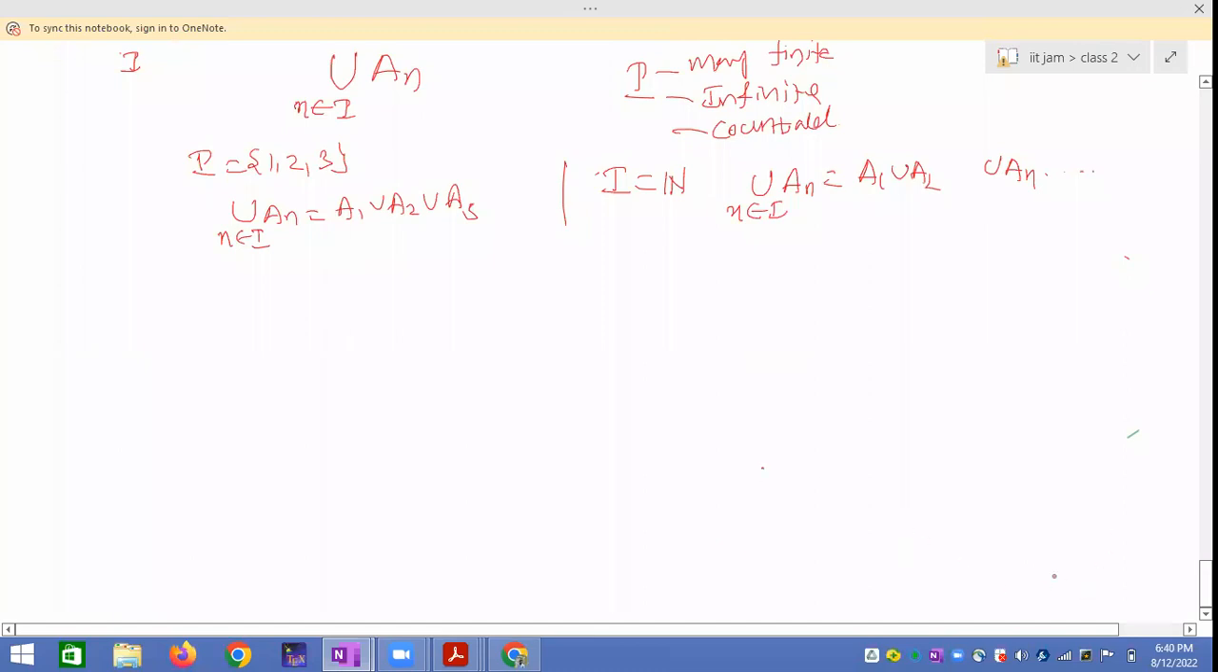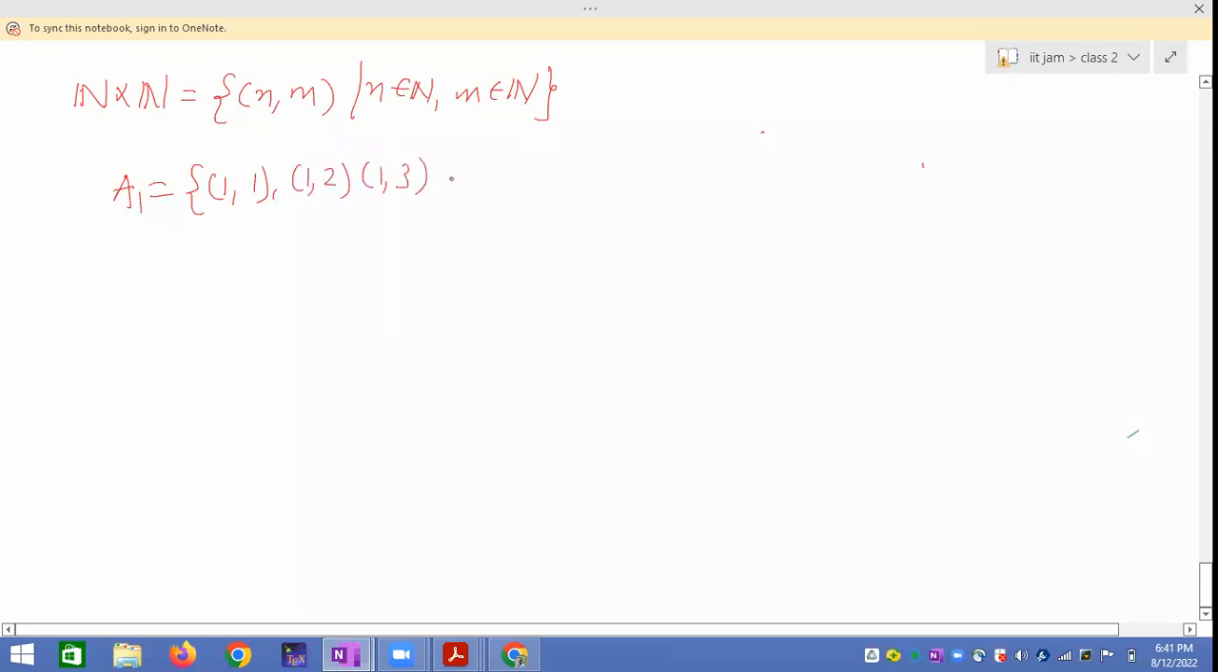Now look at this: a countable union of countable sets is countable. Now what about N cross N? What is N cross N? This is the Cartesian product of natural numbers: pairs n, m such that n belongs to natural numbers and m belongs to natural numbers. This is the Cartesian product. Yes or no? (1,1), (1,2), and (2,1) are all the elements which belong to N cross N. And this N cross N I write as a union of A i's. I am defining A1 like this: 1 is fixed, and (1,1), (1,2), (1,3), and so on.